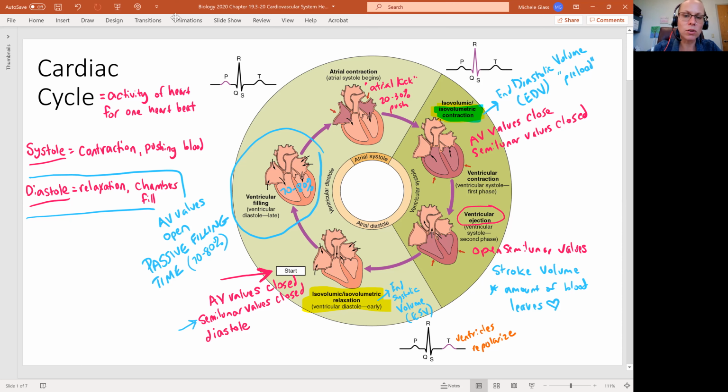Then we continue this diastole, so we have all four chambers of the heart under relaxation. This is that passive, that very important passive filling time. And then we start to see our next stage, which is our atrial systole. So this is when we start to get the contraction of the atria. And this is where we're seeing our P wave, which remember is the atrial depolarization.